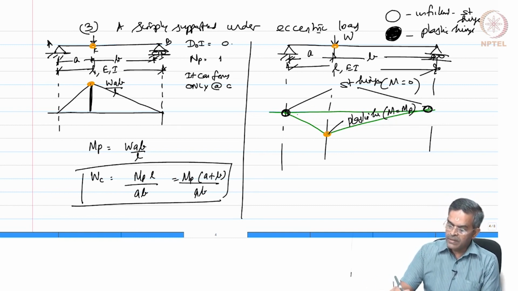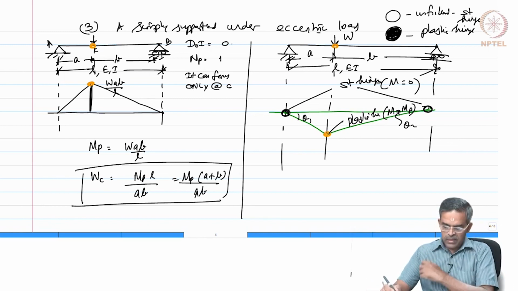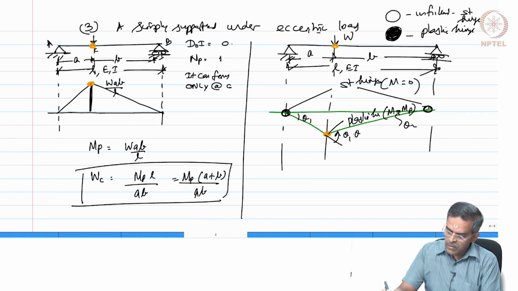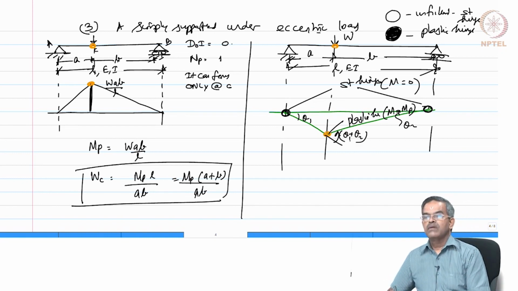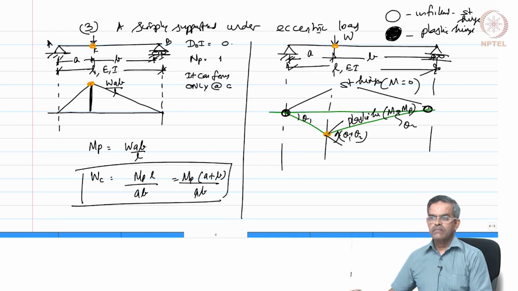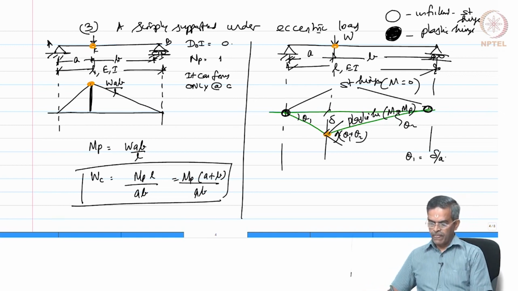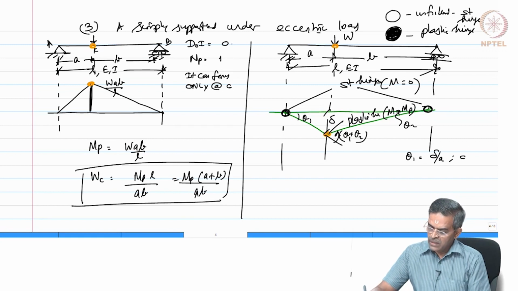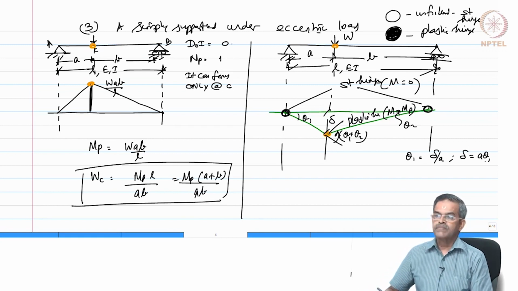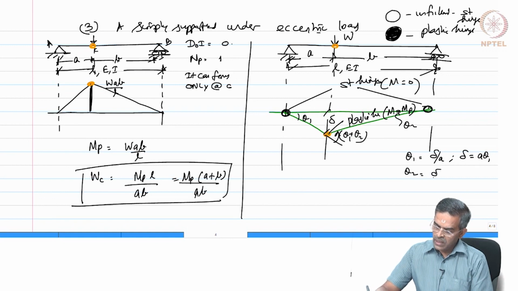So, now since the load is unsymmetric, this angle will be theta 1 and this angle will be theta 2, and this rotation will be theta 1 plus theta 2 by simple geometry. Okay. Now, let us call this deflection del. So, theta 1 is del by A, that is, del equals A theta 1. Theta 2 is del by B, which means del is also equal to theta 2 into B.